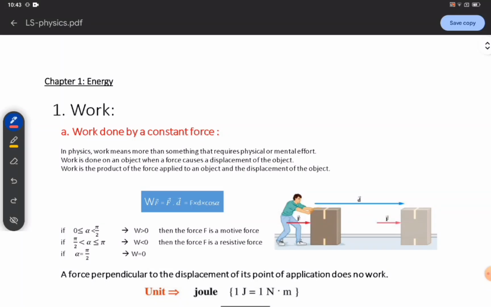Chapter 1, Energy. Work done by a constant force. Work is done on an object when a force causes a displacement of the object.